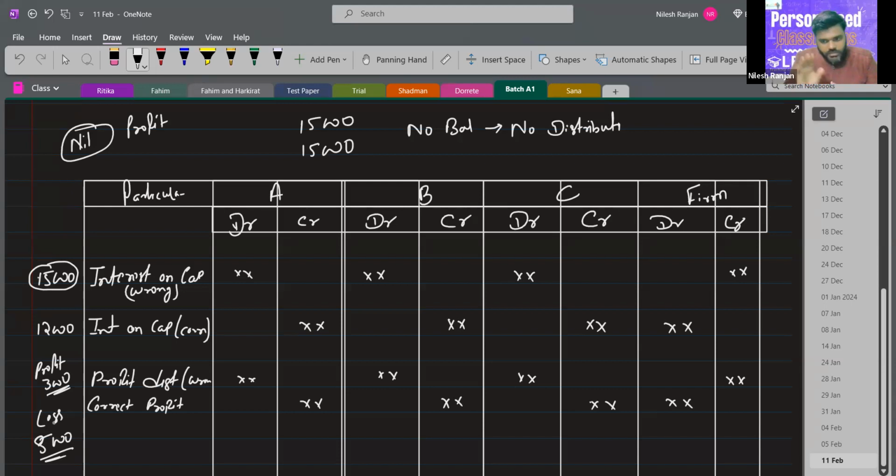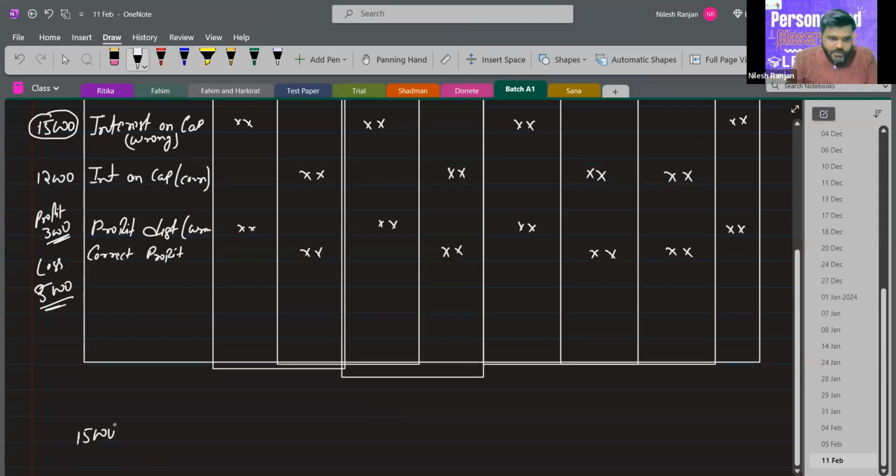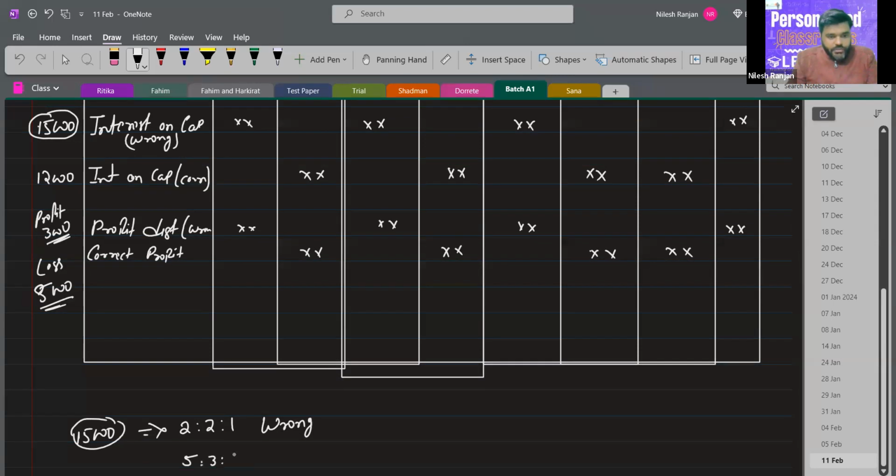Now tell me, is your doubt clear? Yes, sir. Sir, in this case where both the amounts are the same and there is no distribution, there will not be any need to pass the journal entry because there is no adjustment. No, there will be a journal entry, because let's understand this. Let's say that this 15,000 is distributed between partners. I'm taking the most common example. It is distributed in 2:2:1. So this is wrong, and the correct ratio is 5:3:2. So you have to take this back.